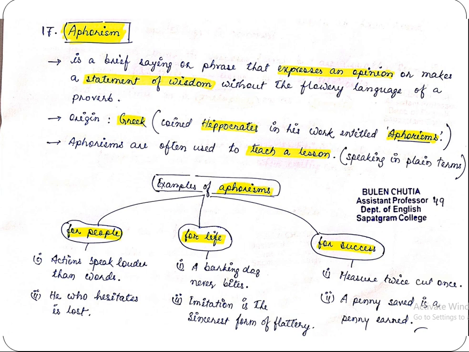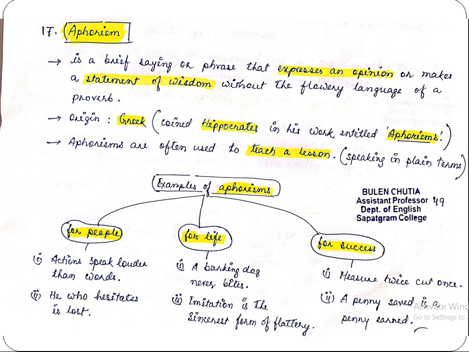Now, for success, we have some aphorisms. Number one is measure twice, cut once. I think you know the meaning of this sentence. Measure twice, cut once. That is, be economical. A penny saved is a penny earned. This is also used in our society many a time. I think you have understood what aphorism is by seeing these examples.